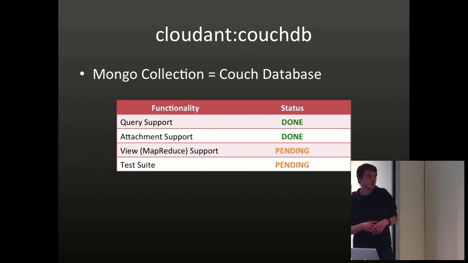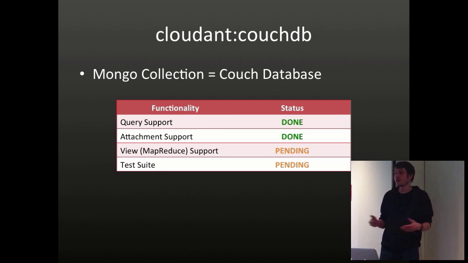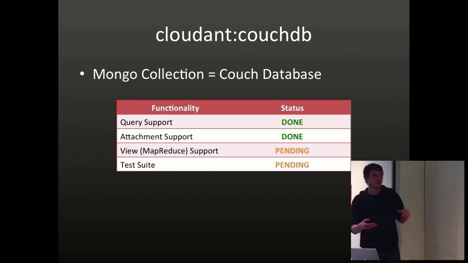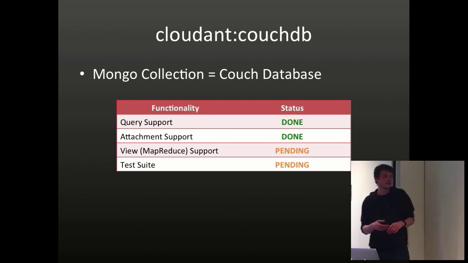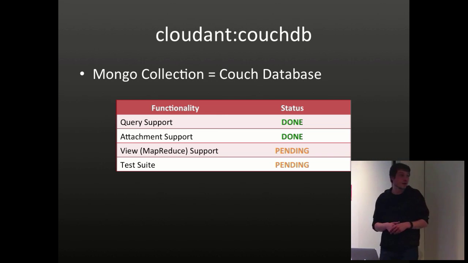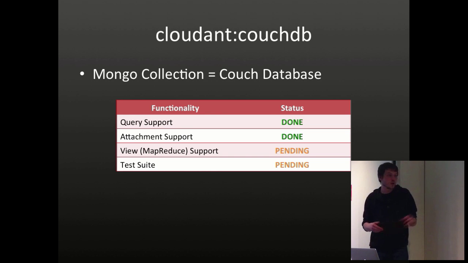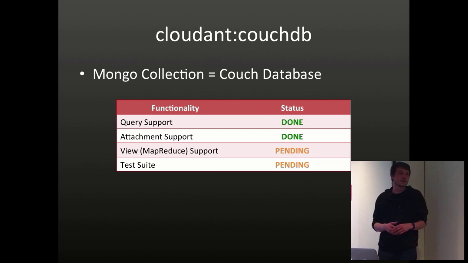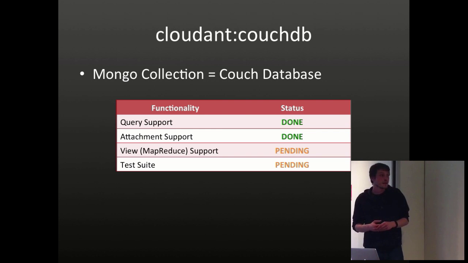So the view MapReduce support is still pending, but in theory it's the same as querying a document. Because from an API perspective, the difference is very, very little, and it's just a different URL that is queried. But the result is still the same, so you can still retrieve your cursor in that way. And we hope we get that in the next couple of weeks.